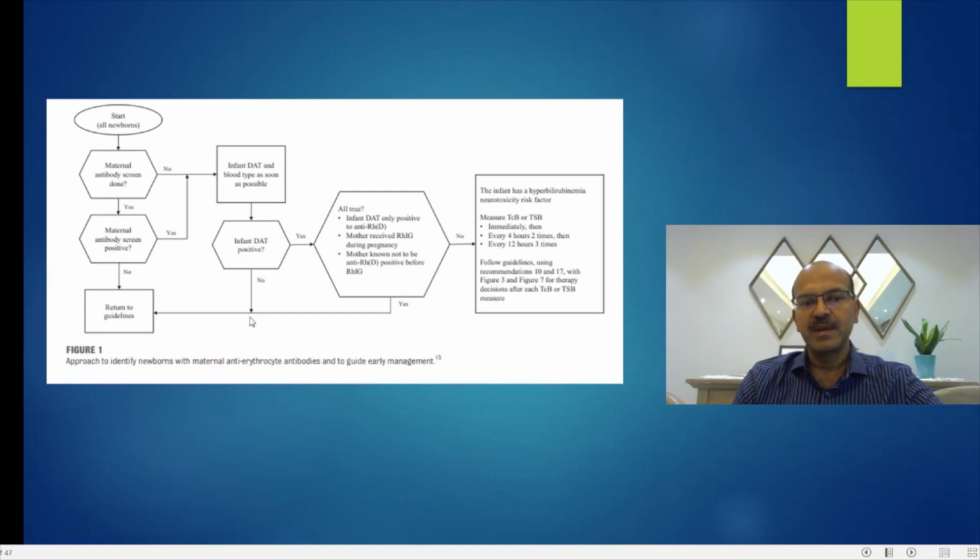Of course, you would monitor the baby for jaundice. You would do the screening as you would for any other newborn before discharge, but you don't need to be doing it as intensively as in the other case. If the infant has a hyperbilirubinemia neurotoxicity risk factor, measure the TCB or TSB immediately, and then every 4 hours for 2 times. If it is stable, then you go on to every 12 hours 3 times. The baby might need phototherapy in these situations, and if the baby develops significant jaundice which needs escalation, you might consider IV immunoglobulin, as we will discuss later.